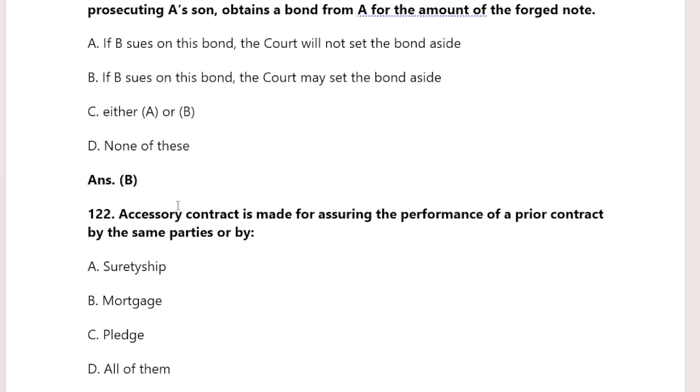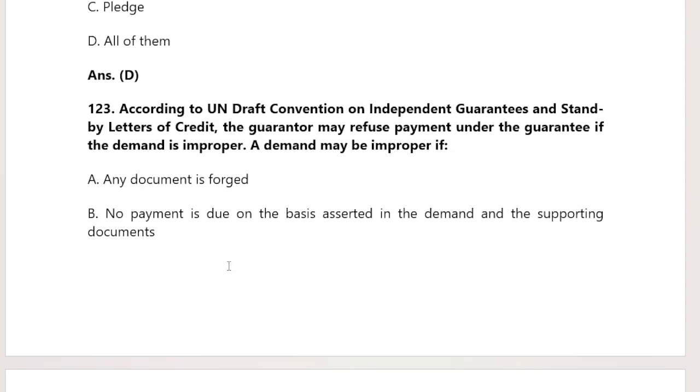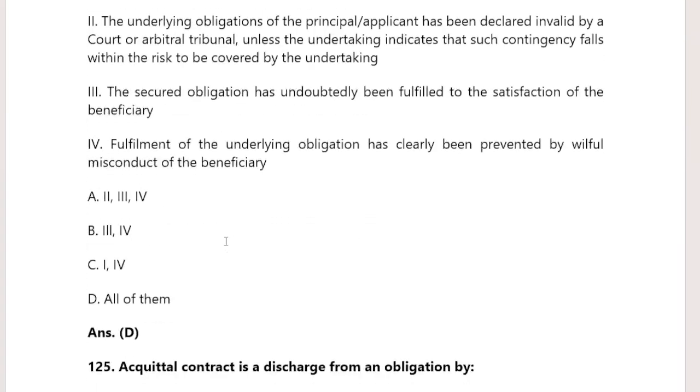Okay, and the next question is: an accessory contract is made for assuring the performance of a prior contract by the same party by suretyship, mortgage, pledge. All of them. The right answer is all of them.